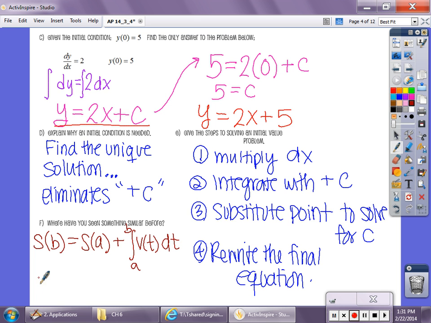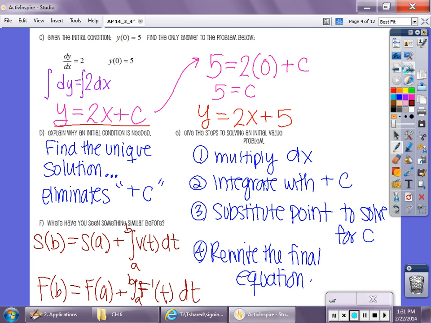That's one place. And then we also did f of b, a final value. You need an initial value plus the integral from a to b of f prime of t dt. So we've actually seen this in a different form, having to use an initial condition, but we just haven't used it with the plus c.